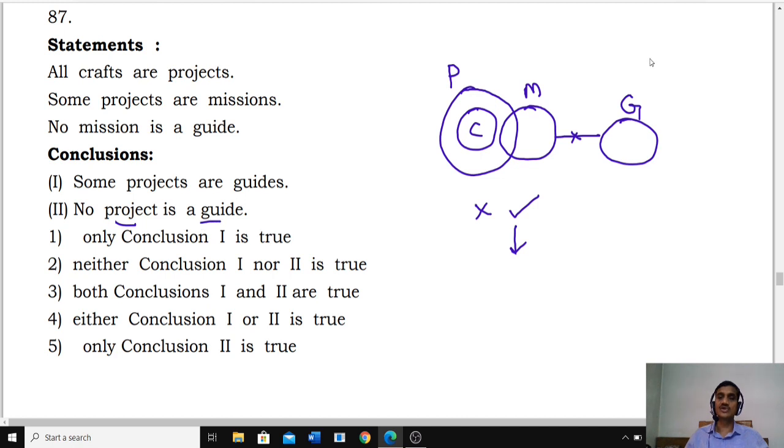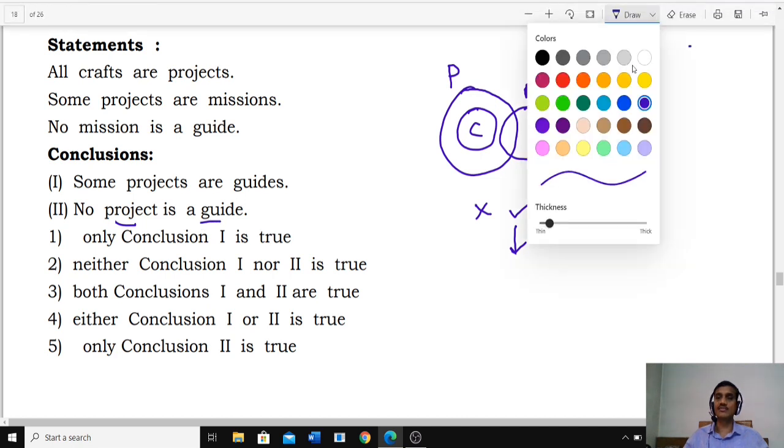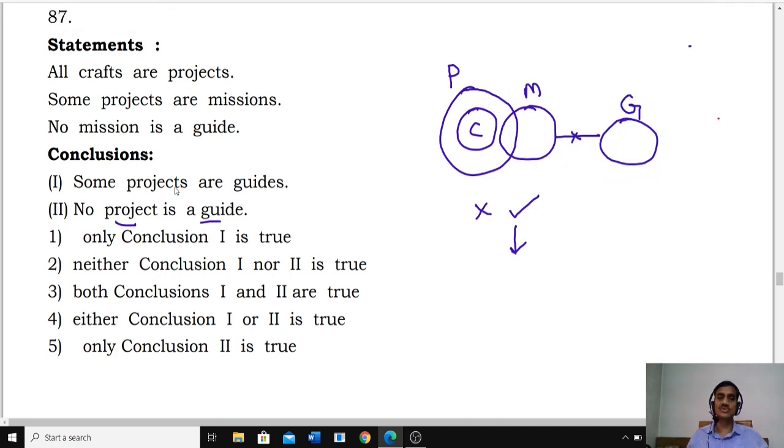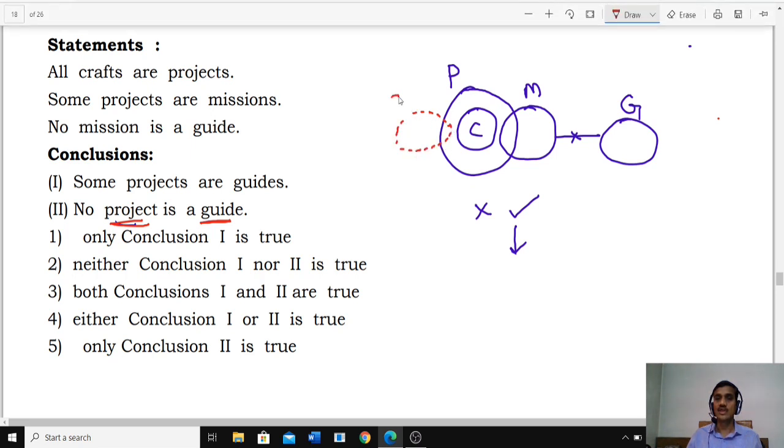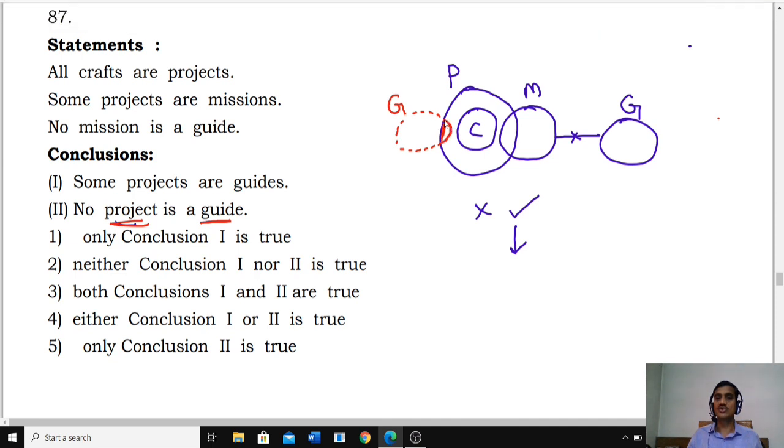Now to make this one false, we need to go for an alternate diagram. What is a complementary pair to this one? Since the negative conclusion is true, to check whether it is 100% true, try to make it false at least once. No project is a guide, so we have to say some projects are guides. Now we need to intersect between this project and guide. Now guide will be here. As some projects are guides is true, no project is a guide will be false. Alternate diagram proven, previous conclusion false.